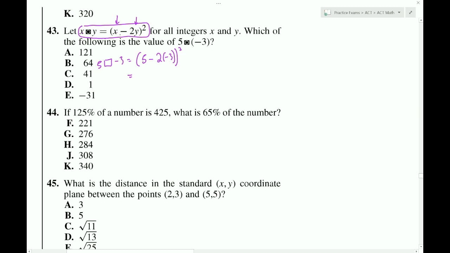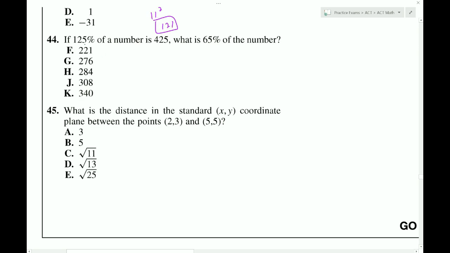Okay, so again, x and y are placeholders for the numbers that are to follow. So the number 5 represents x, and the number negative 3 is representing y. So we have to replace x with 5 and replace y with negative 3. Okay, so we've done that. Now, negative 2 times negative 3 is positive 6. Alright, so we got 5 and 6, which is 11. 11 squared is 121. Answer choice A.